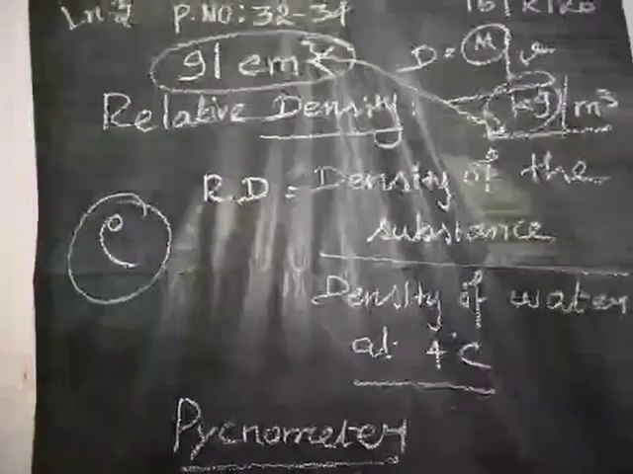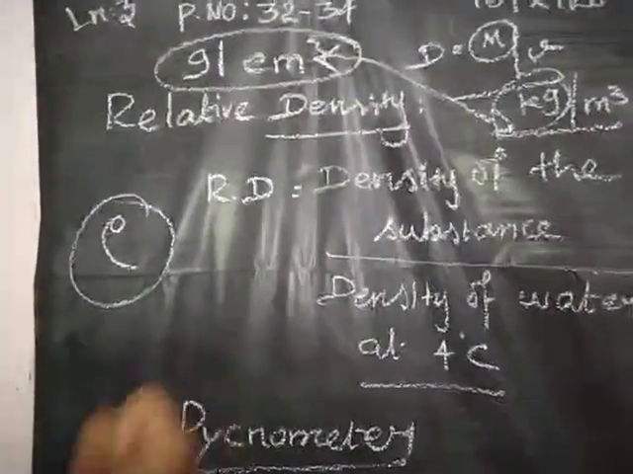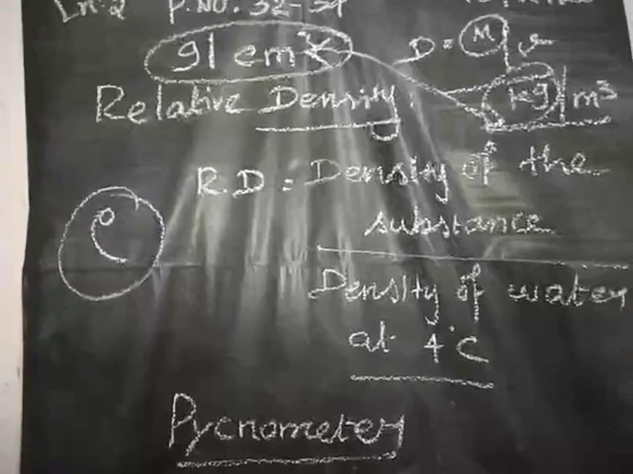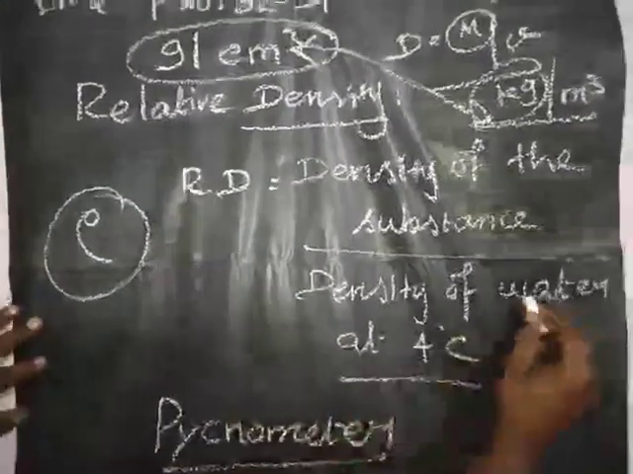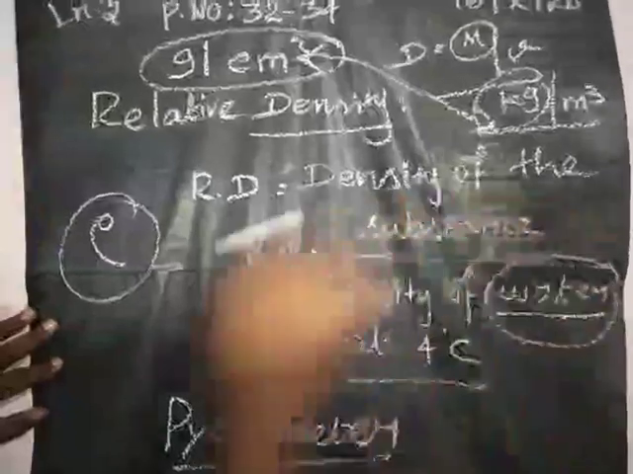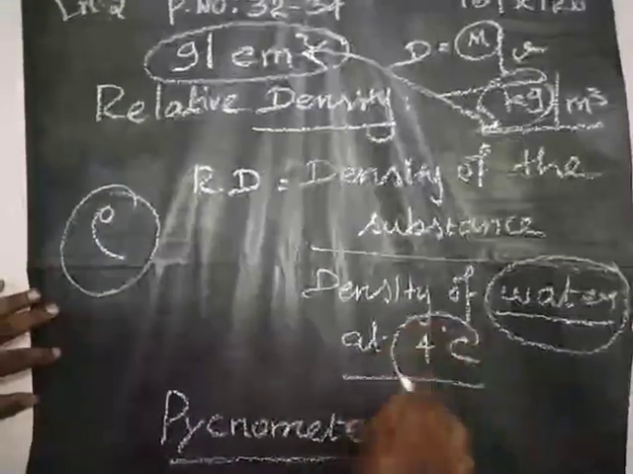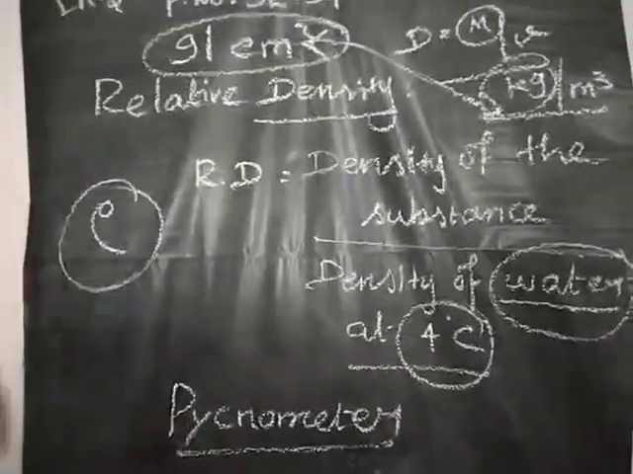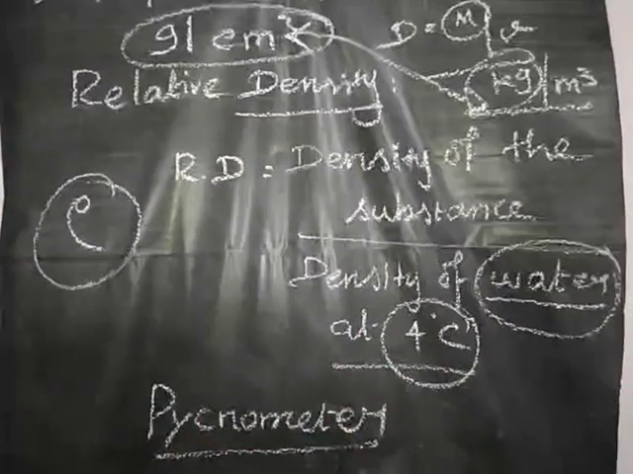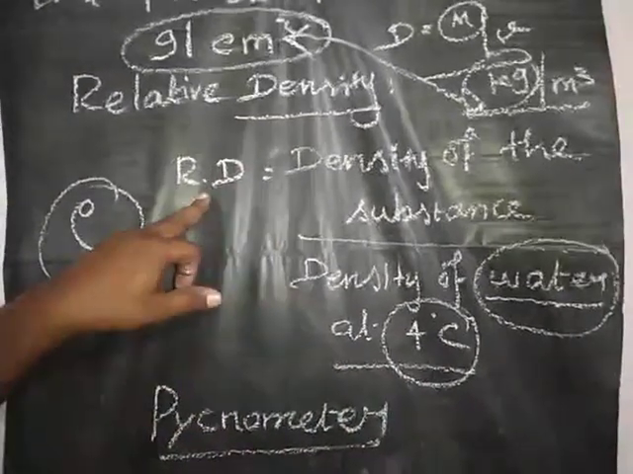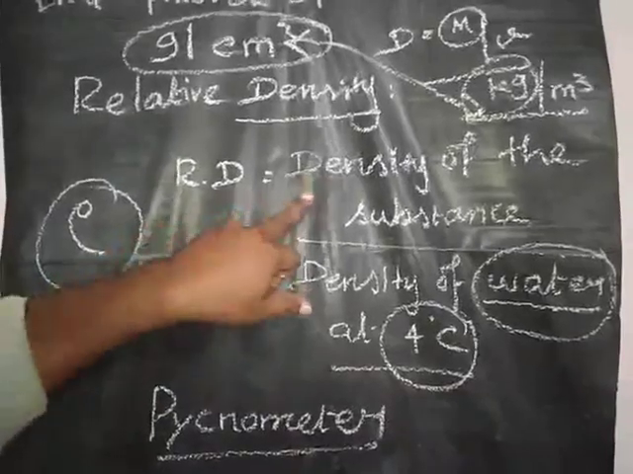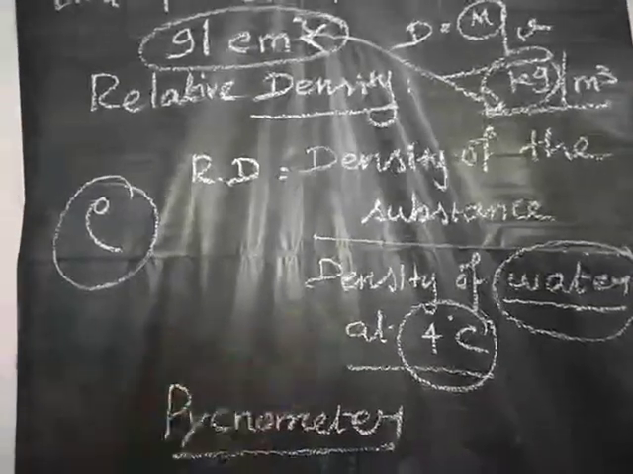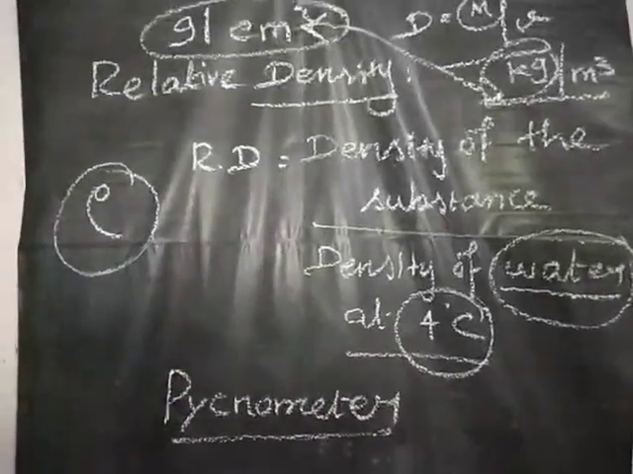Next, what is meant by relative density? Relative density is a comparison between two substances. One is the given substance, and the other, the standard, is water. Here we have to mention the temperature, because the liquid may expand with temperature. The short form of relative density is RD: the density of the substance divided by the density of water at 4 degrees Celsius.